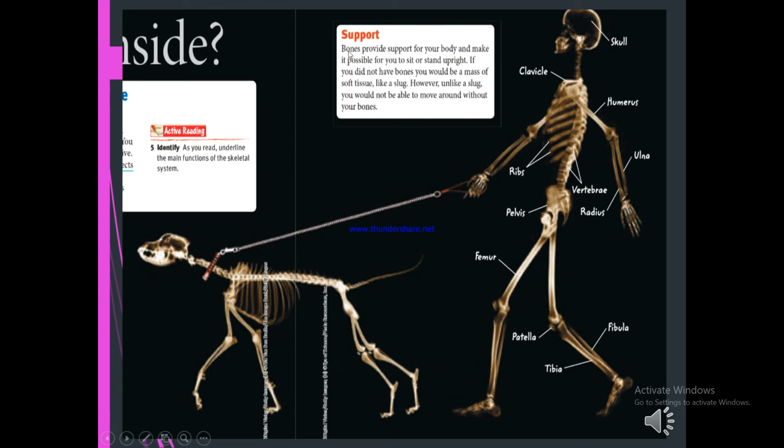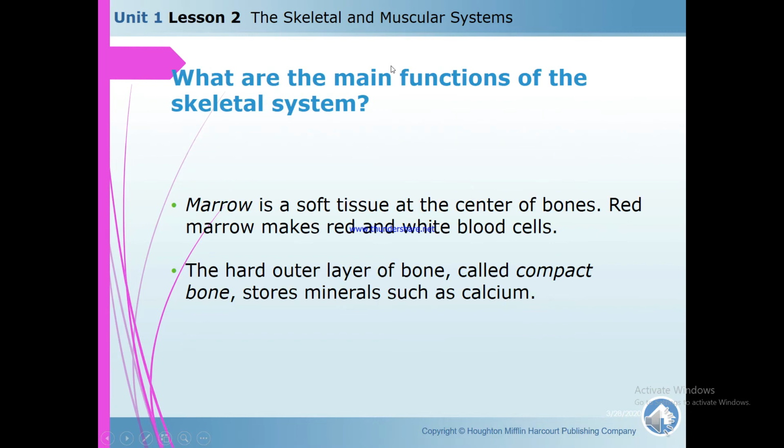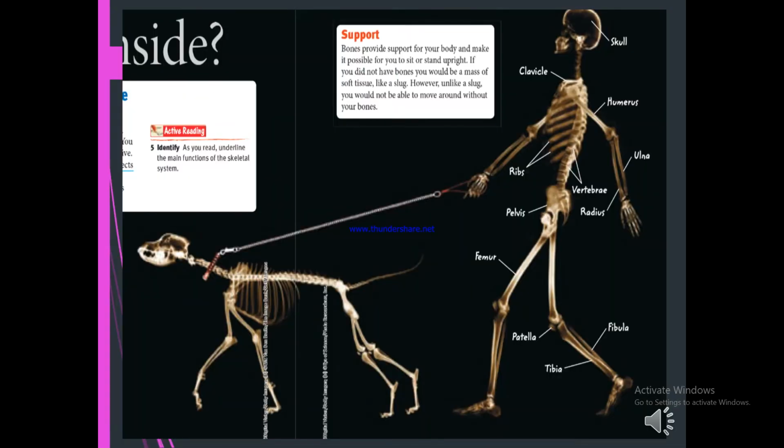Bones provide support for your body and make it possible for you to sit. If you did not have bones, you would be a mass of soft tissue like a slug. Imagine your body without bones, like a soft toy. However, unlike a slug, you would not be able to move around without your bones. You can never imagine your life without bones.